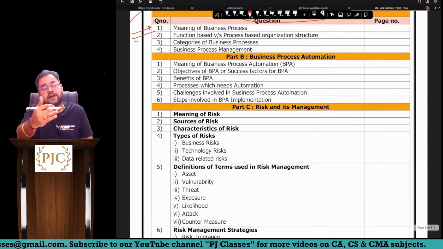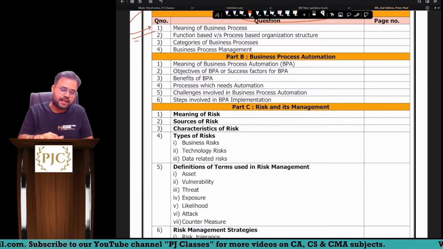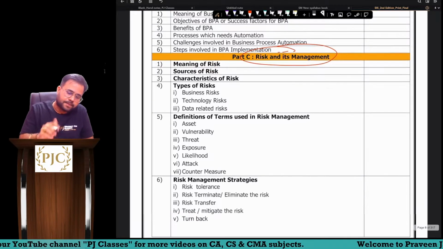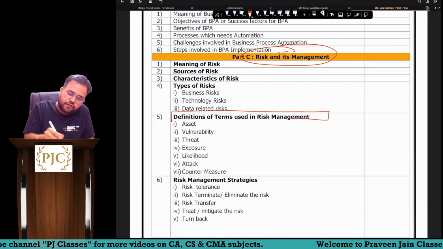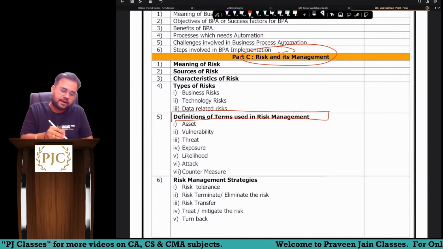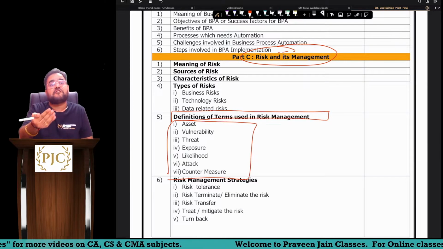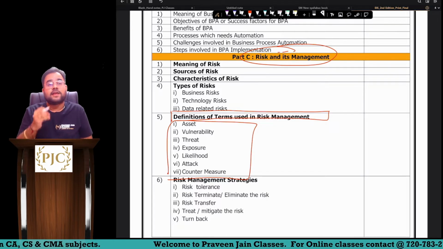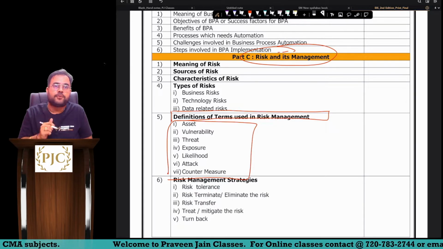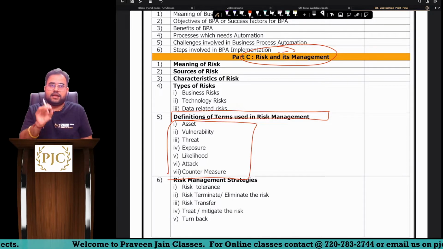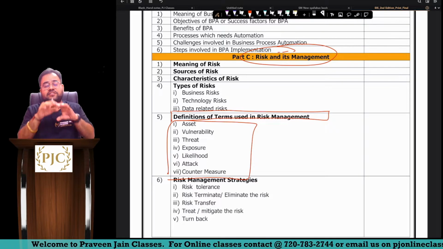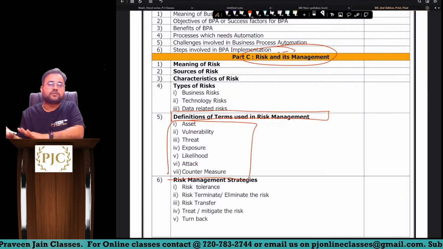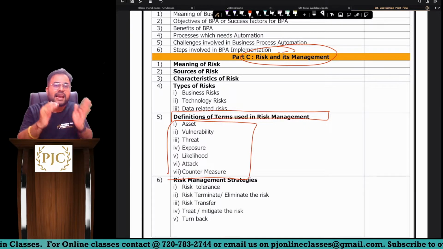Sometimes these subparts may have further subparts. For example, risk and its management is one part, definition of various terms is a subpart, and that subpart has various subparts. Even that is incorporated in the material. Now how will it help you as a student? Once you are entirely done with the study or revision of a particular chapter, you close that book and come back to this index page.